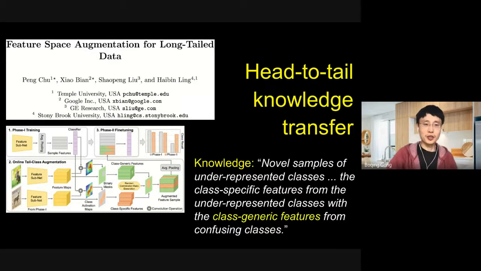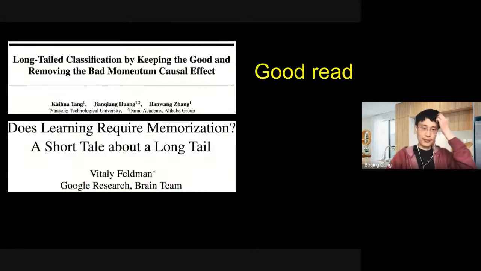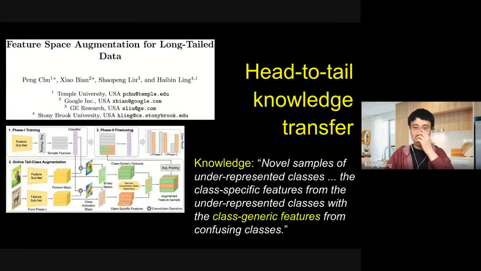Another paper here is feature augmentation. The knowledge transferred from head to tail is basically the class generic features. So the assumption is that some of the features are shared by the head and tail classes, and some other features are unique to certain classes. So the class generic features are assumed to be transferable from the head to the tail. Okay, that's roughly all about this last set of popular approaches to long-tailed visual recognition.